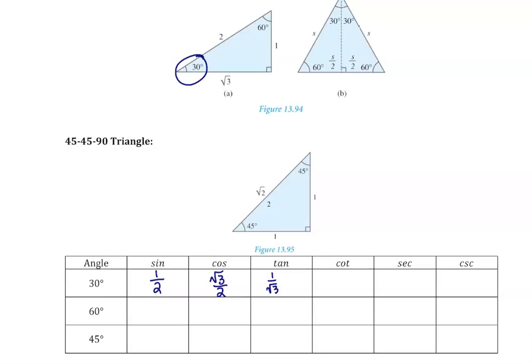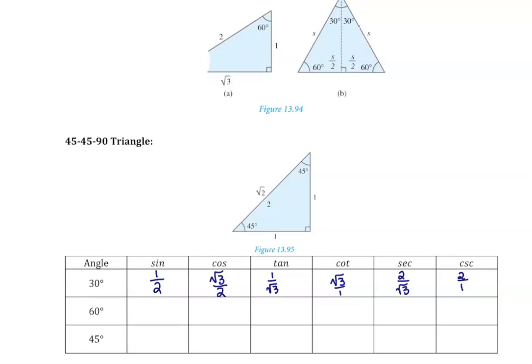Now cotangent you find by doing the reciprocal of tangent. So you just do 1 divided by 1 over square root of 3, or you can think of that as just flipping the fraction and we get square root of 3 over 1. Secant is the reciprocal of cosine, so that's 2 over the square root of 3, and cosecant is the reciprocal of sine, so that would be 2 over 1.